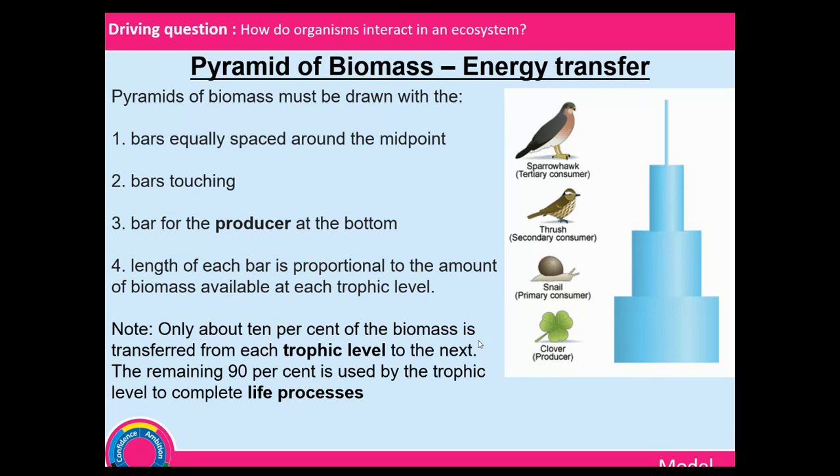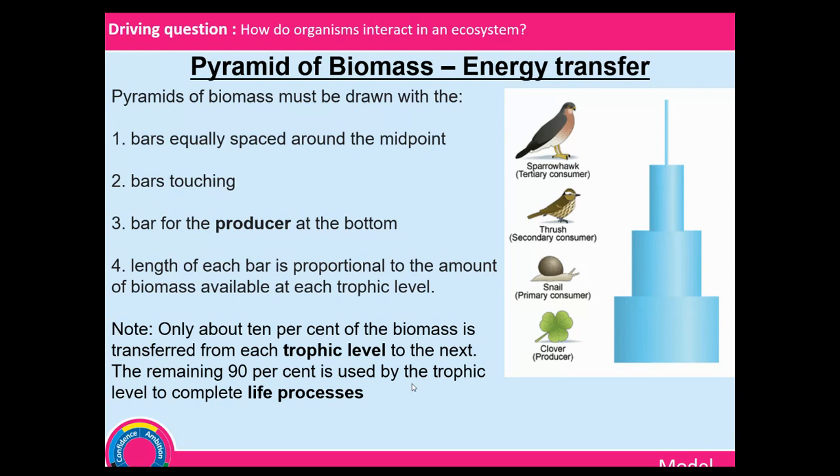So if you are asked in an exam to draw a pyramid of biomass, these are 4 key points you need to note when you're drawing them. The bars have to be equally spaced around the midpoint, the bars touching. The producer must be at the bottom, and the length of each bar is proportional to the amount of biomass available at each trophic level. Now, I want you to note this part. It says only 10% of the biomass is transferred from each trophic level to the next. The remaining 90% is used by the trophic level to complete life's processes.